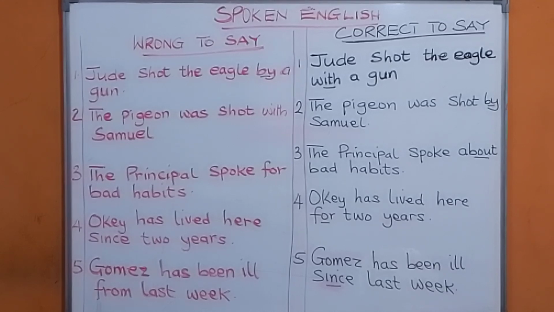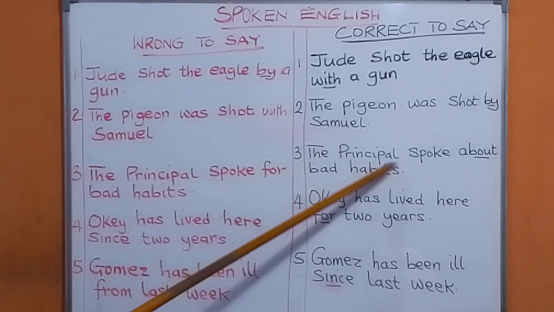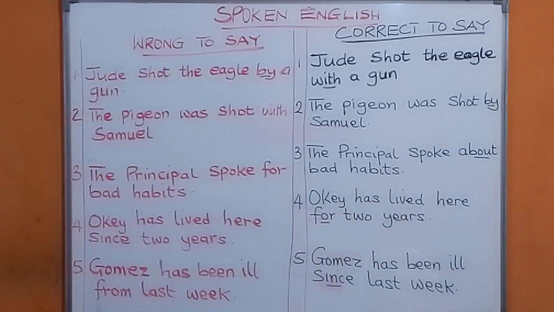Therefore, if we say that the principal spoke for bad habits, it is like saying that the principal is in favor of bad habits, which is not what you are saying. You are saying the principal is speaking about bad habits. So here we say spoke about, not spoke for bad habits.